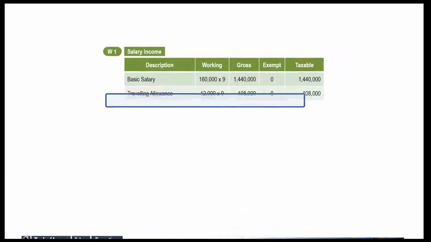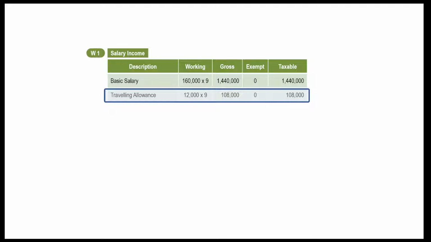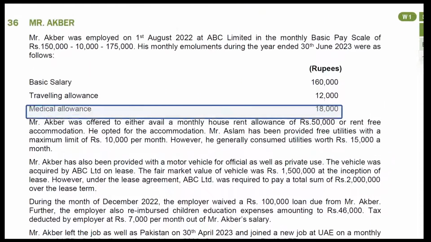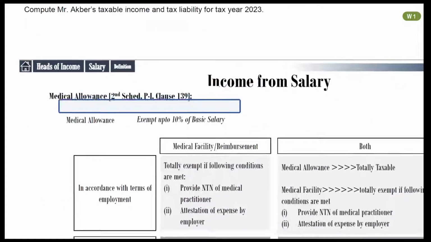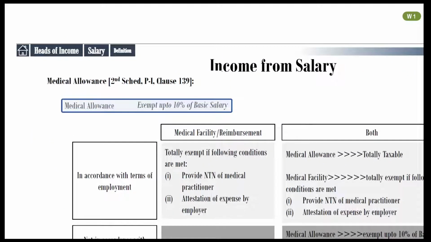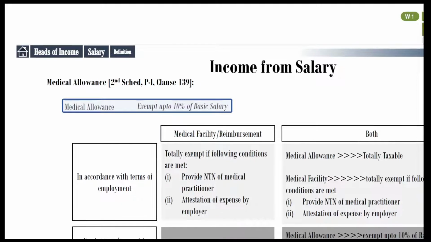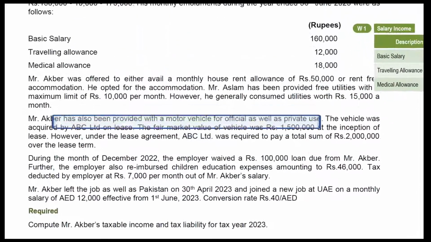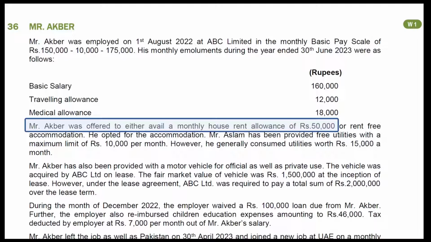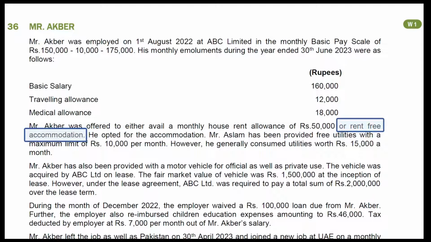Next information is about medical allowance of rupees 18,000. Recall notes slide. Medical allowance is exempt up to 10% of basic salary. Mention it in your working. Rupees 18,000 will be included in taxable salary income. Next information is about house rent allowance and rent-free accommodation. Mr. Akbar was offered to choose one out of these 2. He opted for accommodation.